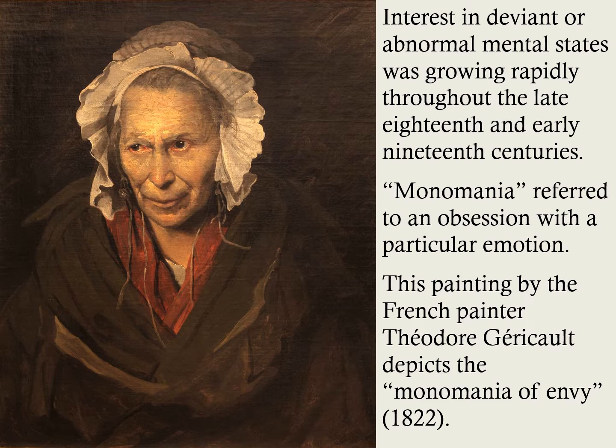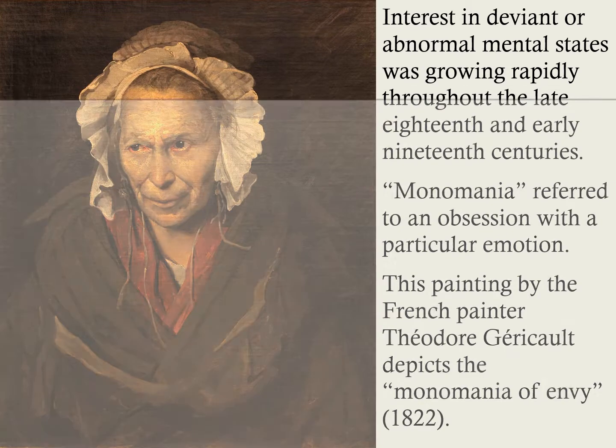I want what they've got. Why have they got it? Why haven't I got it? Envy, jealousy, and the obsessive feeling that somebody's getting something more than I'm getting. Why don't I get it? That feeling was the monomania of envy. But you could have an obsession with different things. So that's one of the words that was growing up and the ways of thinking that was growing up in this period.